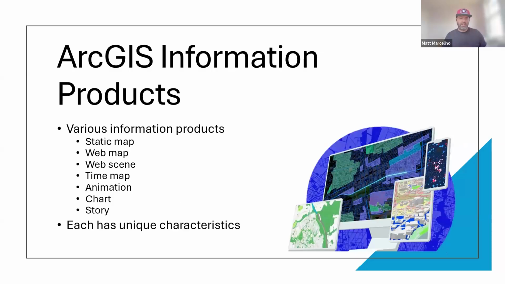So within ArcGIS, there are various information products, including static maps, web scenes, time maps, animation, charts, and story maps. Each of these products has very unique characteristics, and knowing those characteristics is really the first step toward providing your users the right information for their needs. Today, we're not going to talk about all of these. We're going to talk about static maps, web maps, and very, very briefly about story maps.